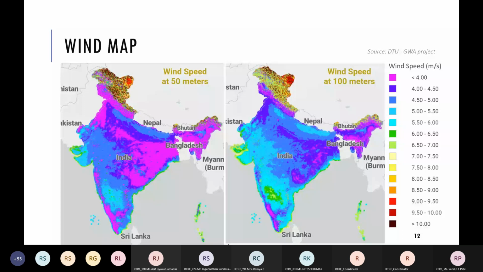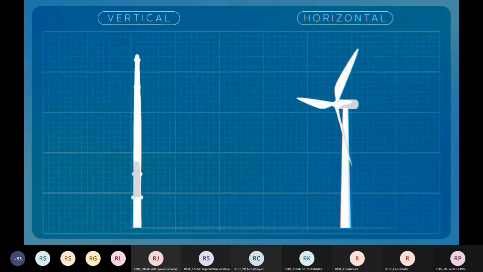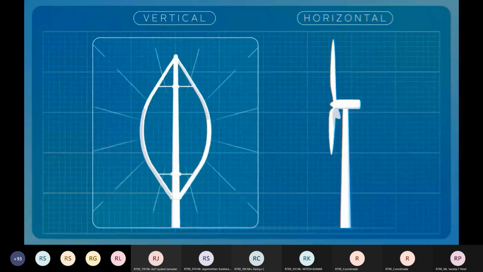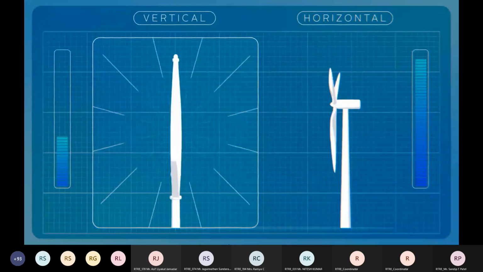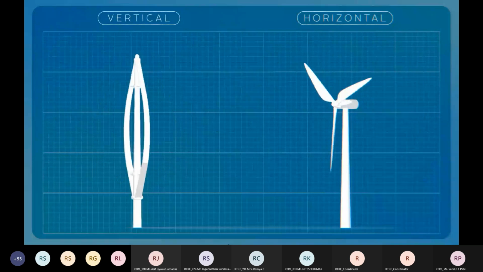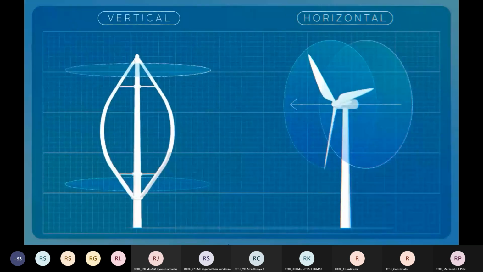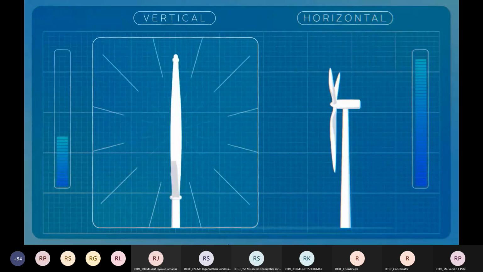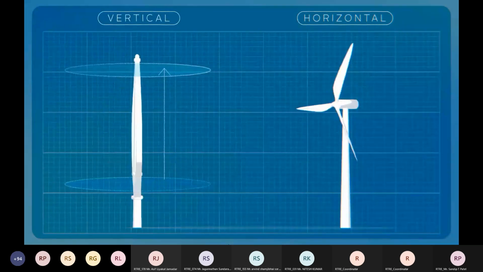For research purposes, you can go with the wind map data to estimate the wind behavior or wind measurement at a particular location. Now, come back to the difference we were discussing. Though there are a lot of other kinds, commercially we can see two major kinds of wind turbine. One is called vertical axis and another is called horizontal axis. The difference is their axis of rotation.